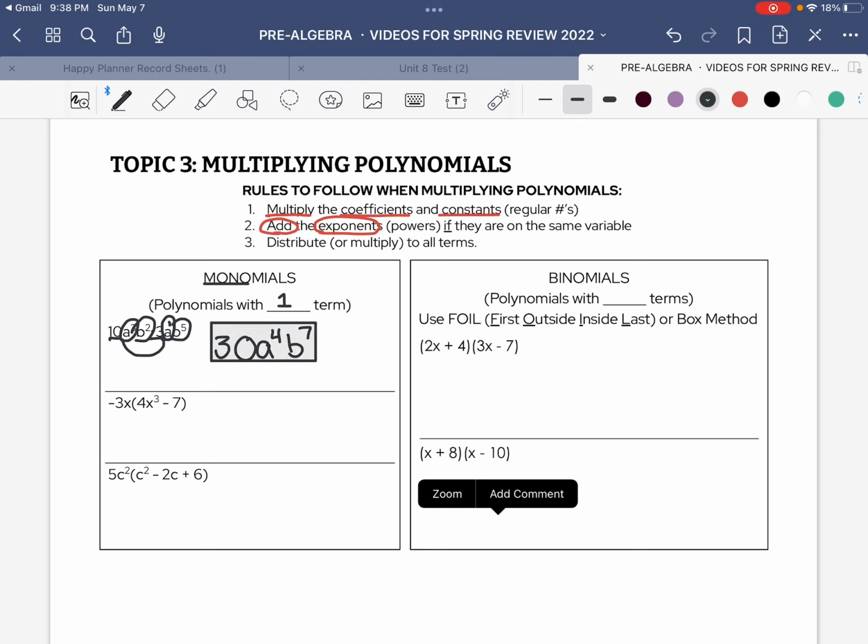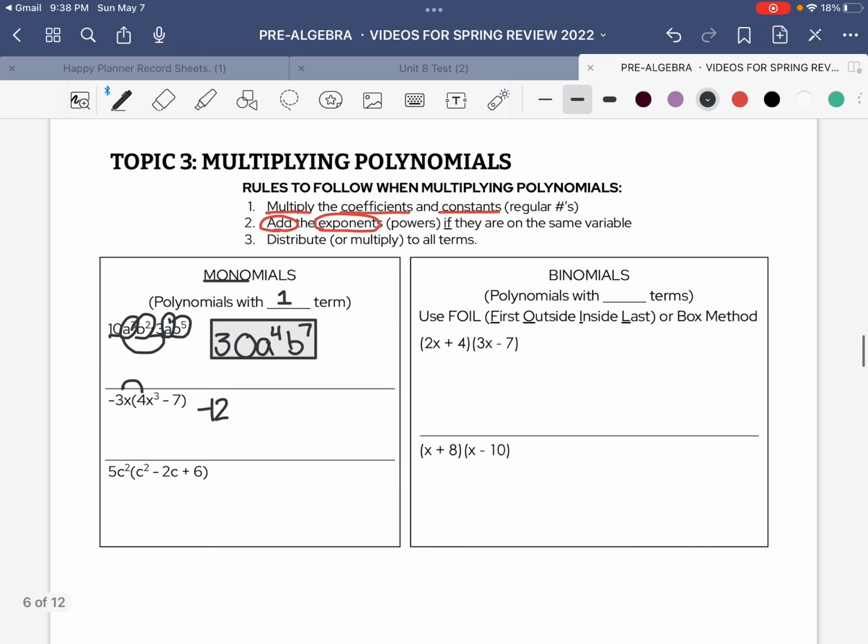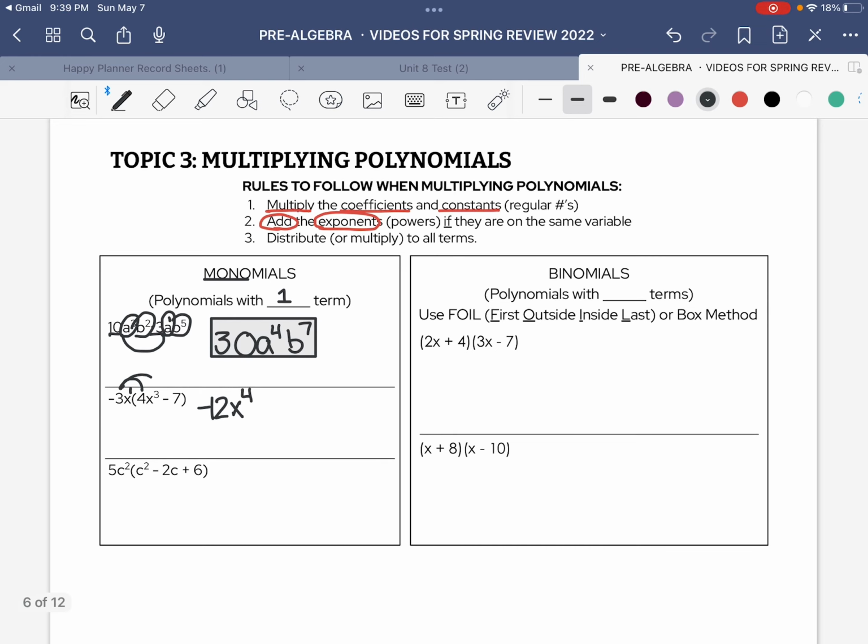The next one does have parentheses. You would multiply the negative 3x times the 4x cubed. Negative 3 times 4 is negative 12. And x to the first times x to the third, 1 plus 3 is 4. Then negative 3 times negative 7 is positive 21. And there's no extra x's, so it's just going to stay x to the first.